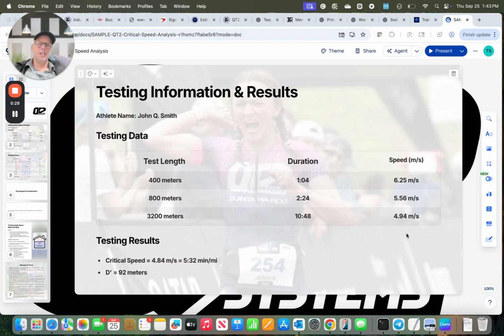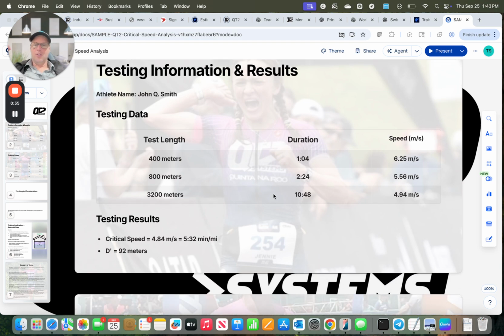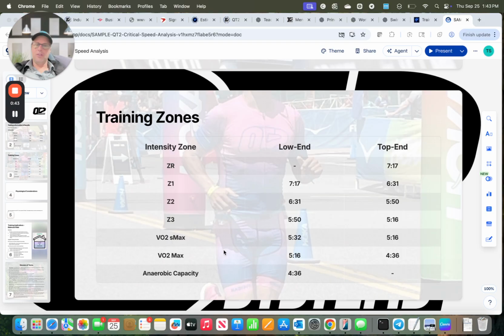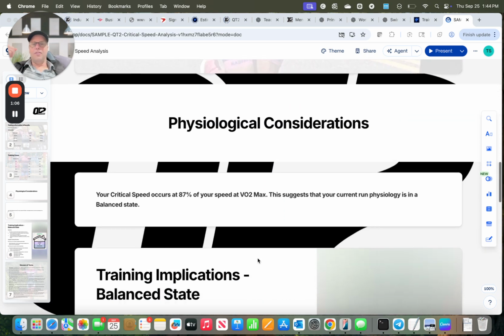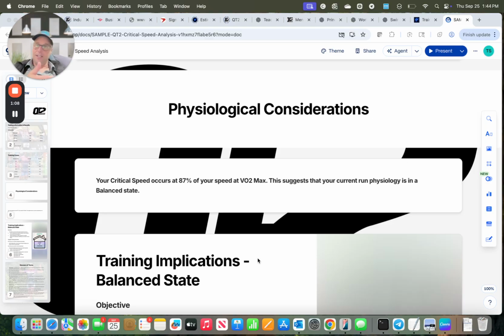You'll record the times, and then the coach will do a little bit of analysis on those times to help determine what critical speed is, okay, and your anaerobic capacity. Then, from that information, the coach will deliver to you a set of training zones: a recovery zone, steady state zone, tempo zone, threshold zone, VO2 max broken up into slow component and higher component, and then anaerobic capacity, and then the physiological considerations of that testing.